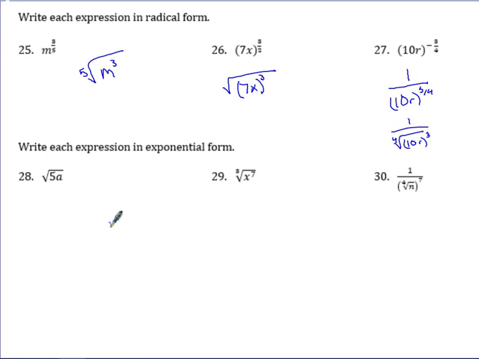Here we're going the opposite direction. We're writing them in exponential form, so changing the root back to a fraction. The square root, that's 5a to the 1/2 power. Here I have x to the 7, and then my index is 3, because it's a cube root, so 7 over 3. This one, I would have on the bottom 1 over n to the 7 over 4, and then I know that that is a negative exponent because it's on the bottom of a fraction, so it would be n to the negative 7 over 4.